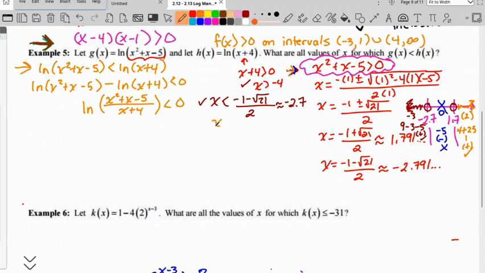So x can also be greater than negative 1 plus the square root of 21 over 2, which was approximately 1.791 if we want to be a little more accurate. And then I could put the 791 here as well if we want at least 3 decimal places there. And it continues.